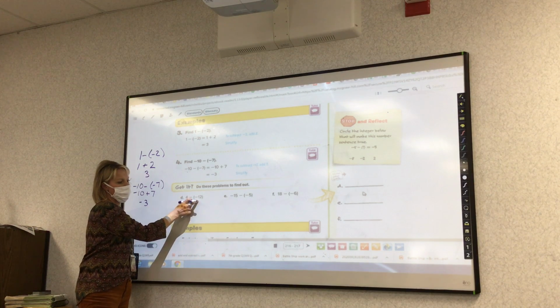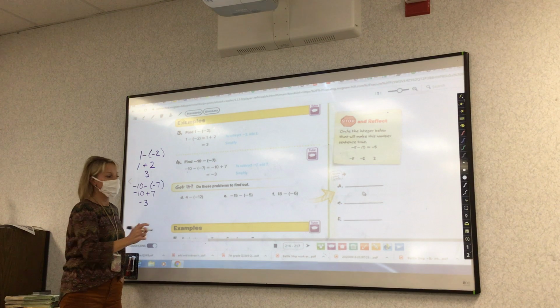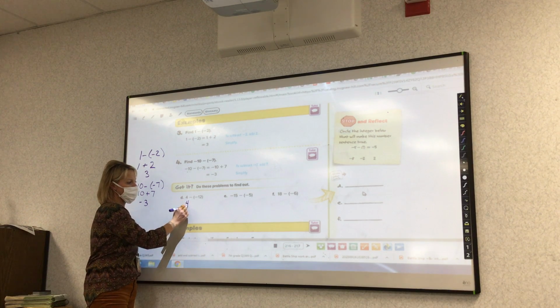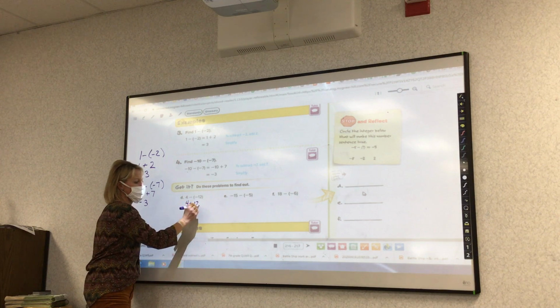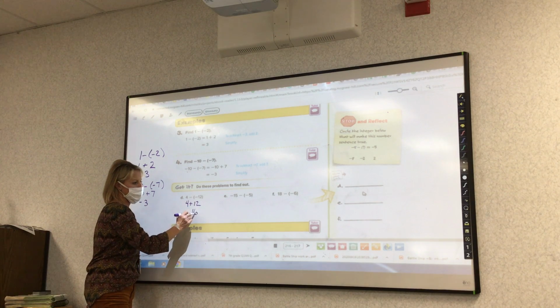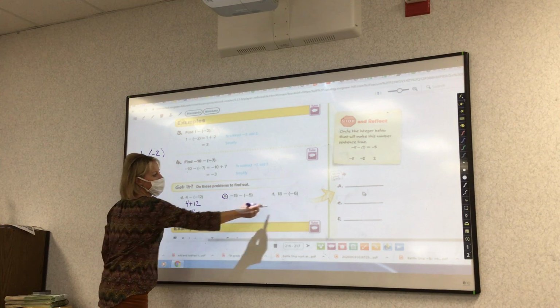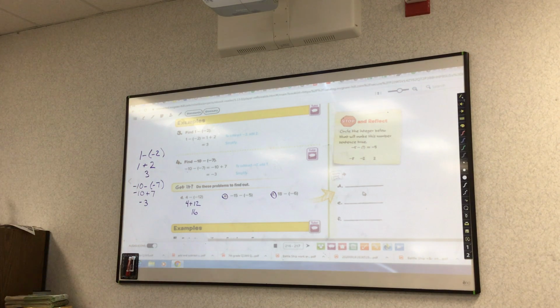Do I really need to rewrite this one? No, I can write right underneath of it. So I keep, change subtraction to addition, change the negative to a positive, and 4 plus 12 is 16. Go and do E and F.